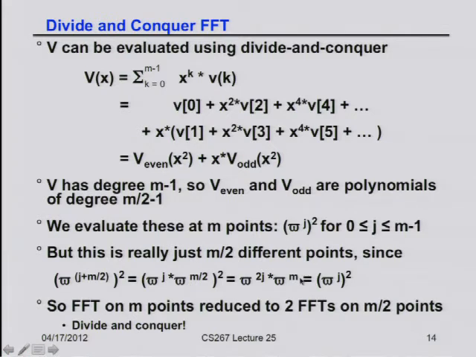Omega is the mth root of unity, so it's 1, and so it's the same as squaring omega j. So omega j and omega j plus m over 2, when I square them, I get the same numbers. So I actually only have half as many arguments to evaluate them at. So my problem of evaluating this polynomial on m points is now reduced to 2 polynomials, half as many coefficients, half as many points. So that's my divide and conquer algorithm.